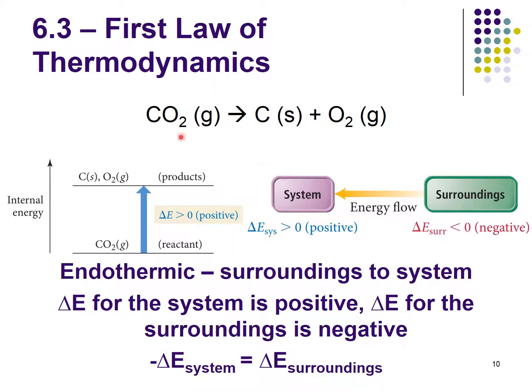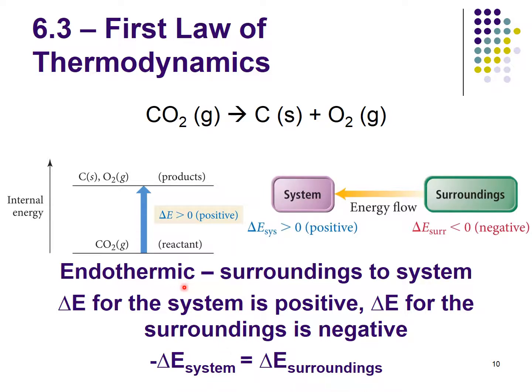Now if we take that same reaction and flip it around, now our reactant is lower in energy than our products. So to go from the reactants to the products, we have to add energy in. We have to increase energy. So our system is gaining energy. So our change in energy is going to be a positive number. And the energy has to come from somewhere. So the surroundings are losing energy. And so the delta E for the surroundings is going to be negative. And again, those two numbers are the same thing, just an opposite sign.